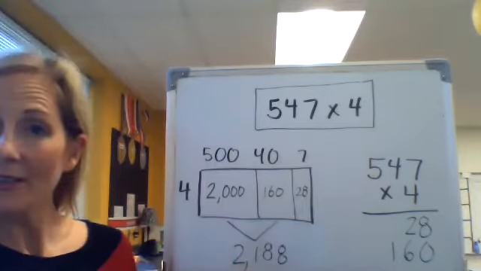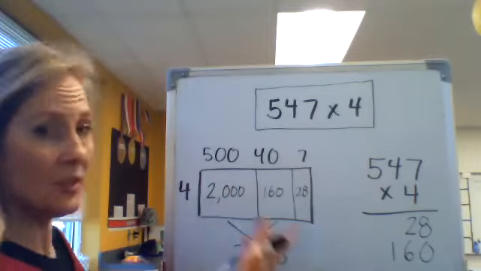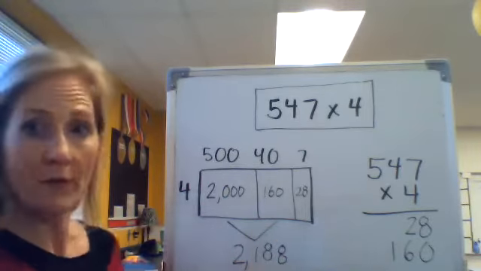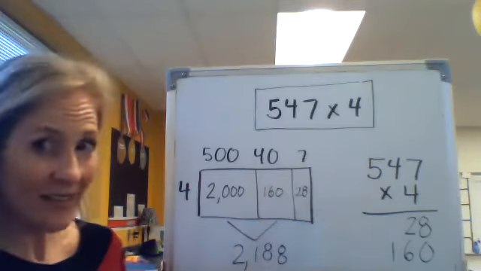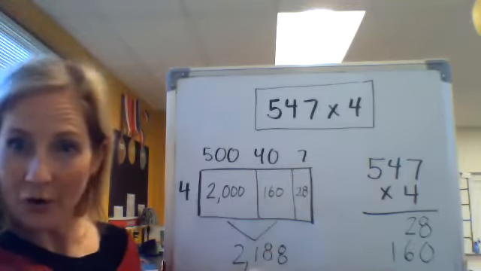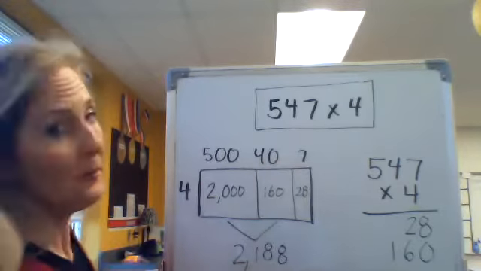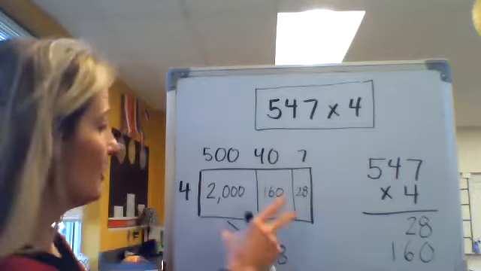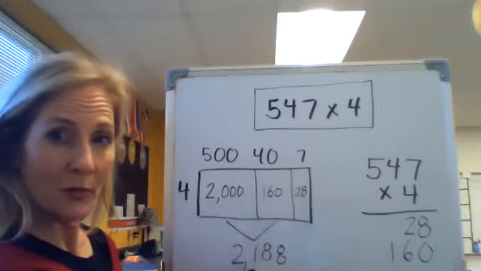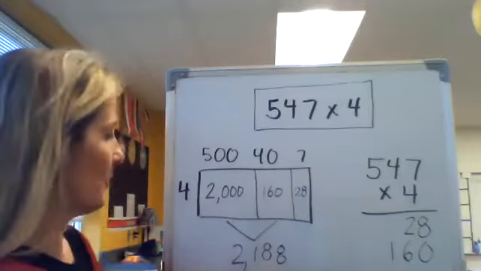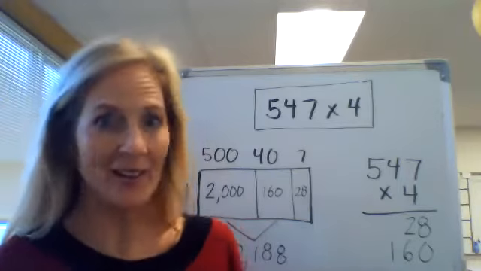Four groups of 500, that's going to be 20 hundreds, which is 2,000. Four groups of 4 tens, which is going to be 16 tens, which we know to be 160. 4 times 7, plain old 28, right? Add all the partial products together, and we get our final product of 2,188.